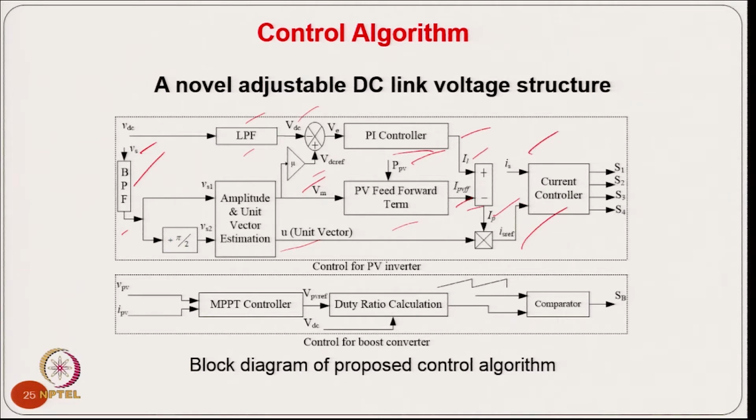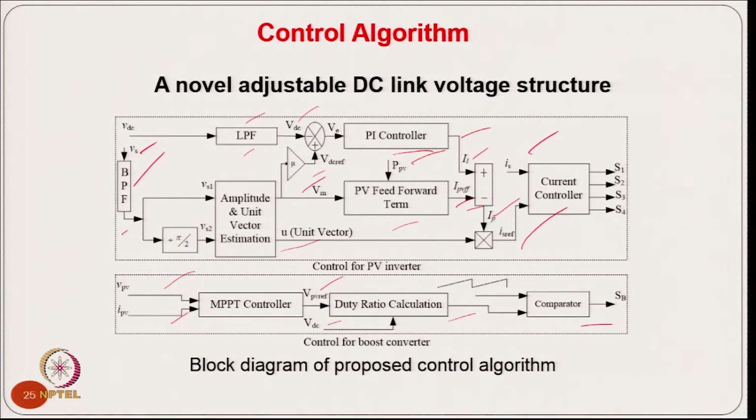So, that is typically how the inverter is controlled, and this is the boost converter control, where we have PV voltage, PV current, and we are calculating the PV reference voltage. We have the DC link sensed voltage which we are sensing already here and filtering. So, from this we can find out the duty cycle for typically control of the boost converter.